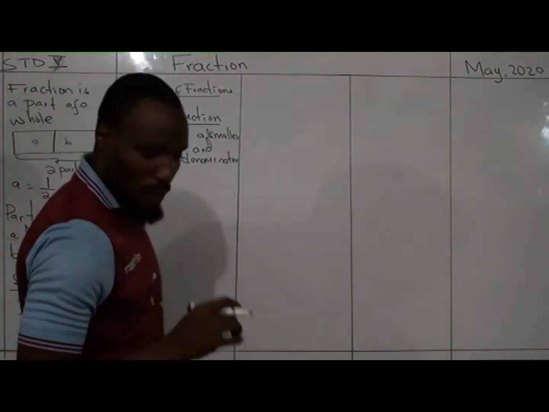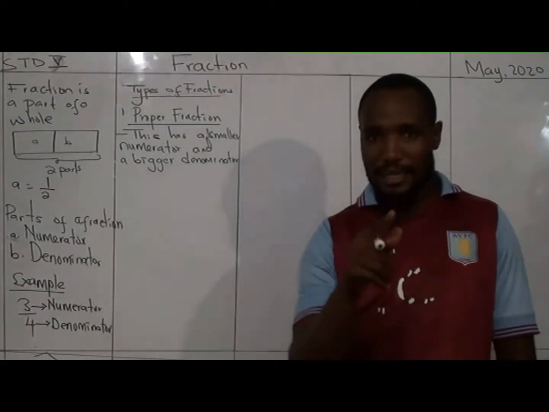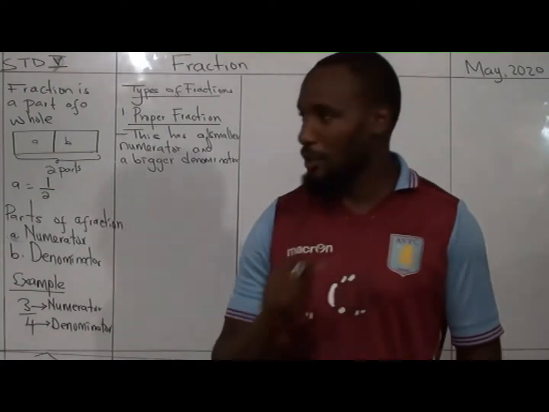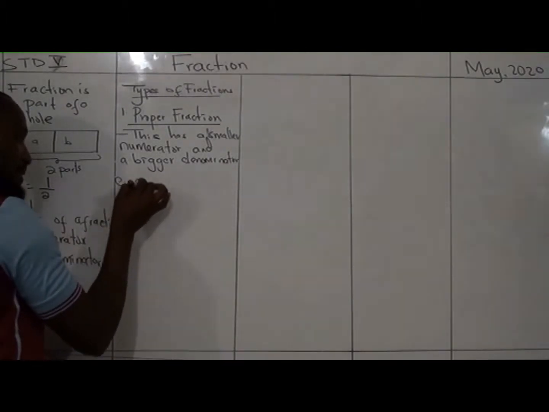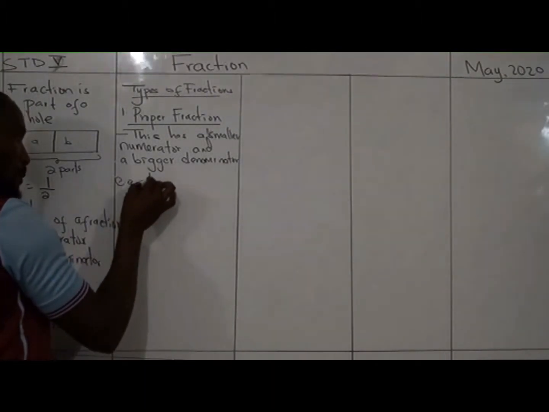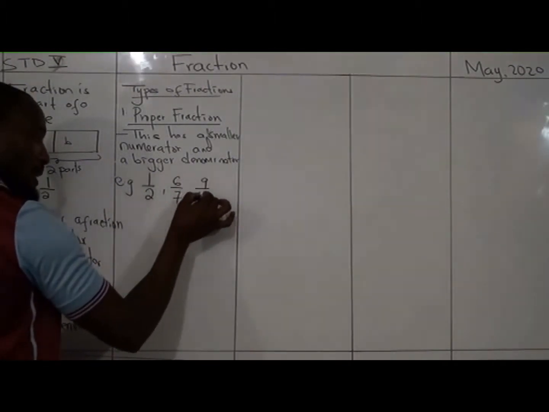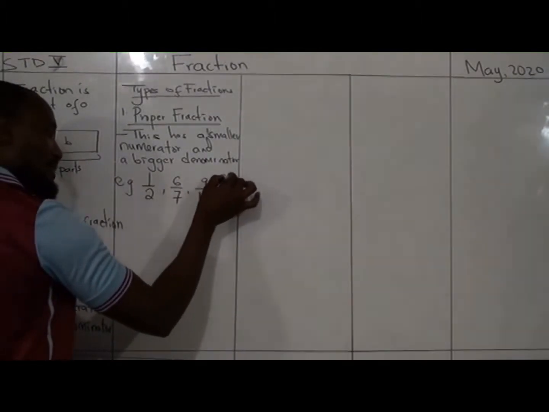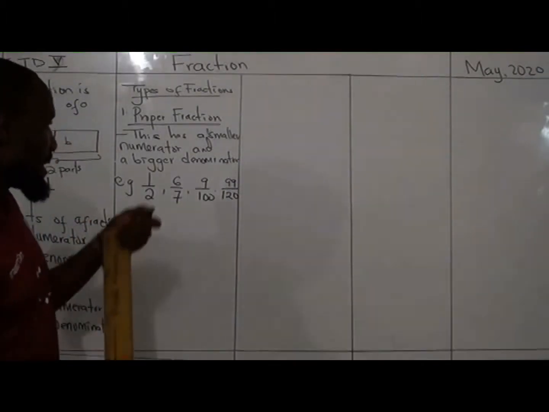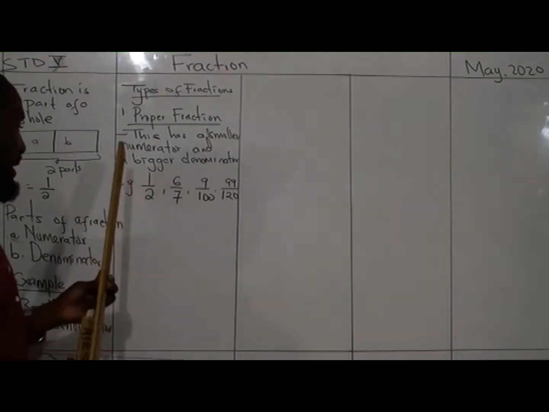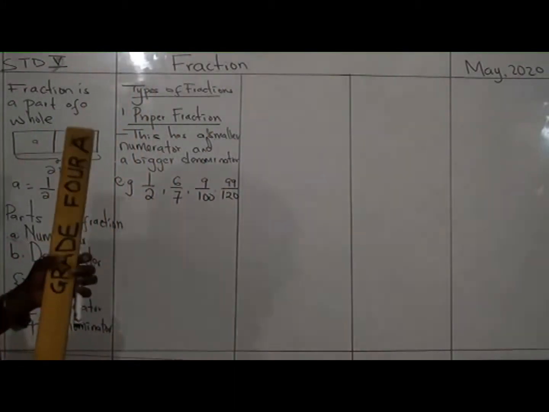In other words, we are saying that the numerator is smaller than the denominator. Say it again. The numerator is smaller than the denominator. So here we go. If I give you an example, I might say 1/2, 6/7, 9/100, and even 99/120. This is a proper fraction whereby the numerator is smaller than the denominator. So the denominator is big, but the numerator is small. Let's see the next part.